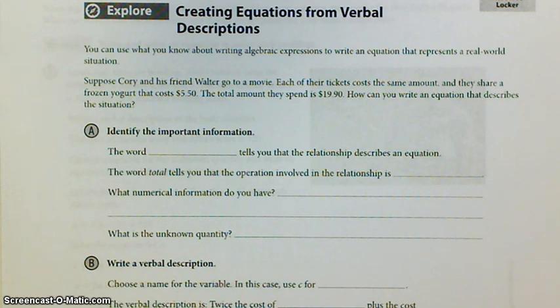Suppose that Corey and his friend Walter go to a movie and each of their tickets cost the same amount. And they share a frozen yogurt, gross, that costs $5.50. The total amount they spent is $19.90. So how can you write an equation that describes the situation?